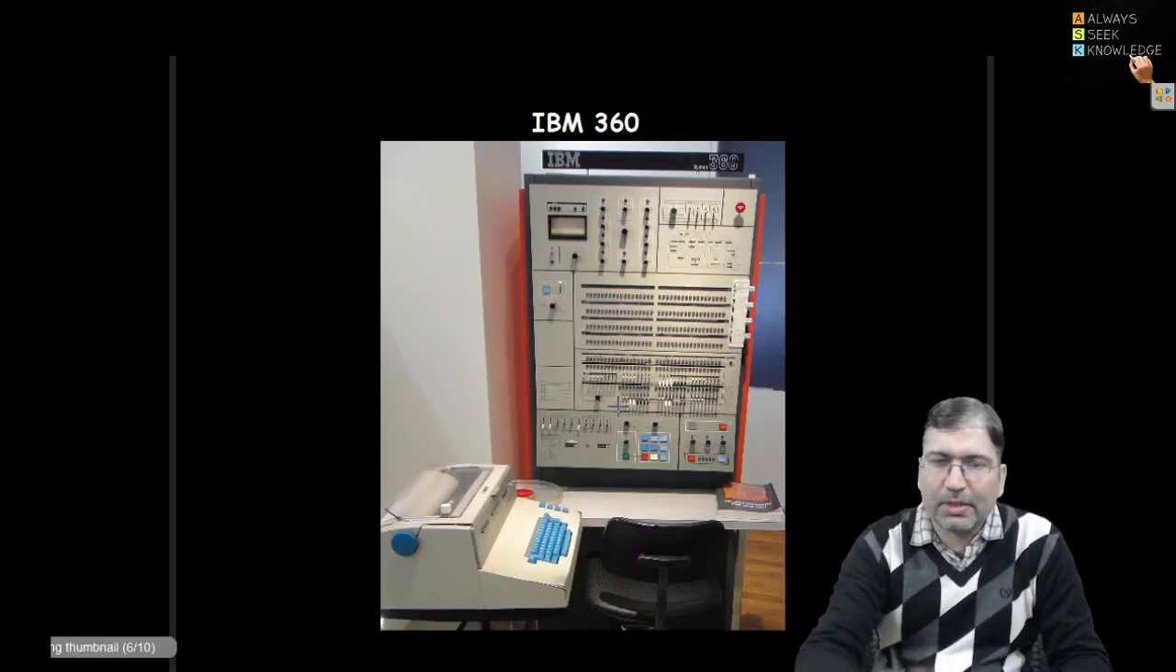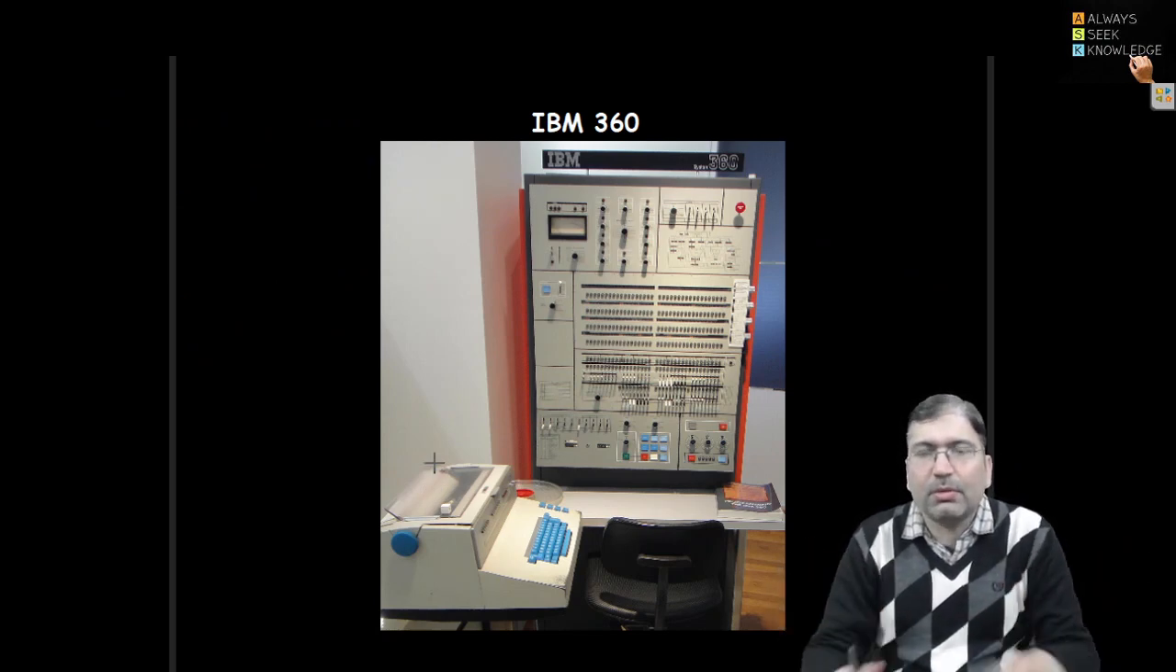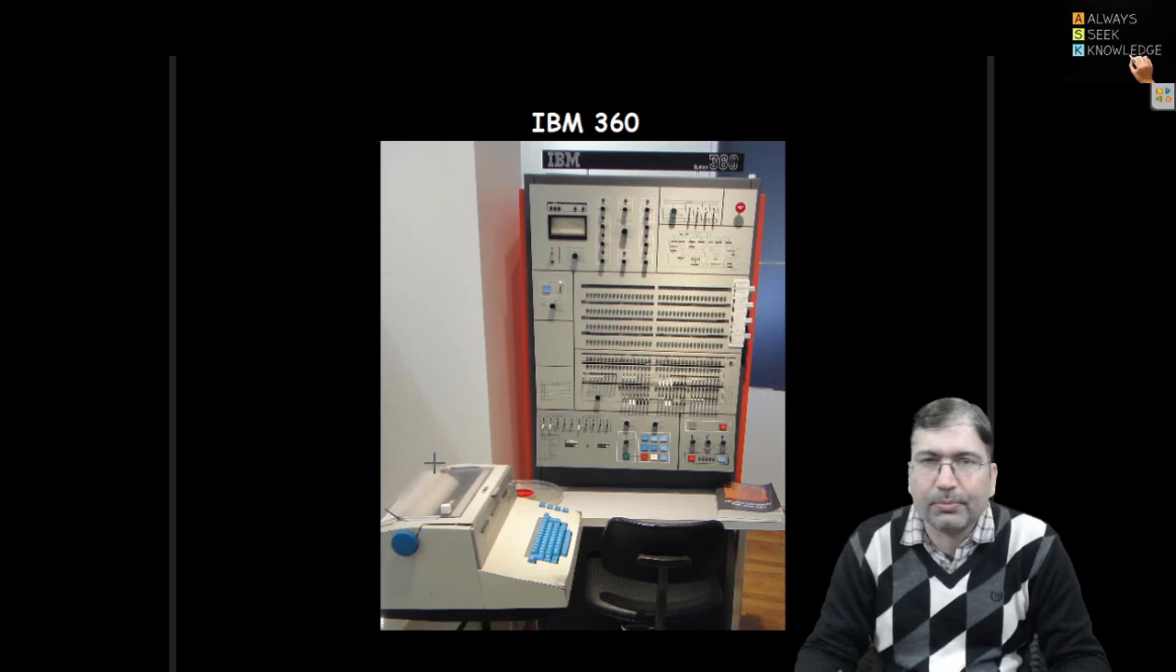Now look at the IBM 360. If you compare the size of the machine, it was reduced further, and in this computer ICs were used.